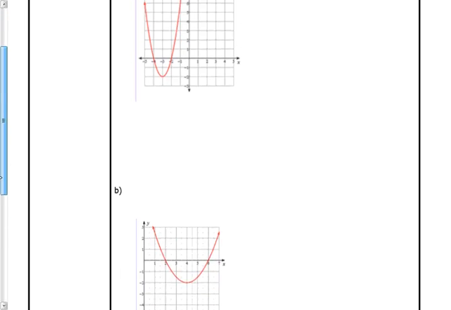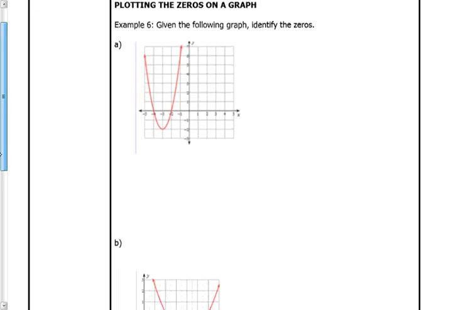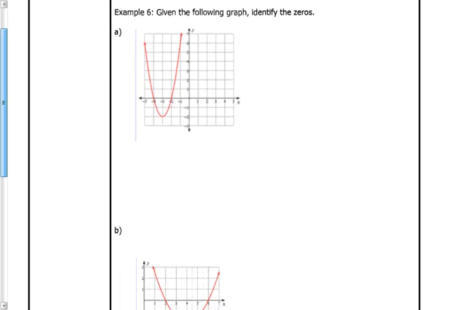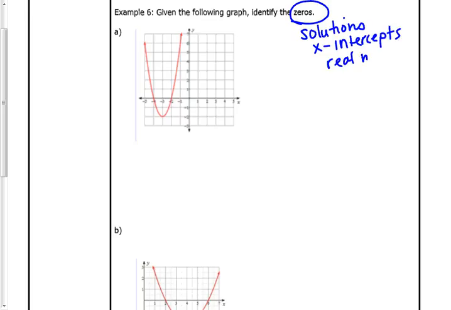All right, 2 more, and then we are done. So it says plotting the zeros on a graph. Given the following graph, identify the zeros. So remember, again, this word zeros, we have many different definitions. Zeros can mean solutions. It can mean x-intercepts or real roots. But really, we're always looking for the x-intercept. That's what we're looking for. So identify the zeros. So where are my x-intercepts?